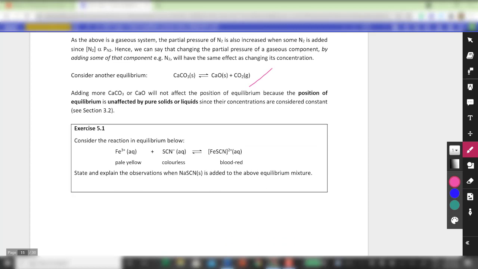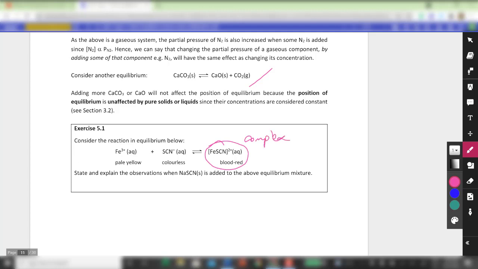Okay, so now let's take a look at exercise 5.1. For exercise 5.1, in the system in equilibrium, you have pale yellow iron 3 with thiocyanate, which is colorless, and then after that you form the blood red complex. Okay, so this is known as a complex.